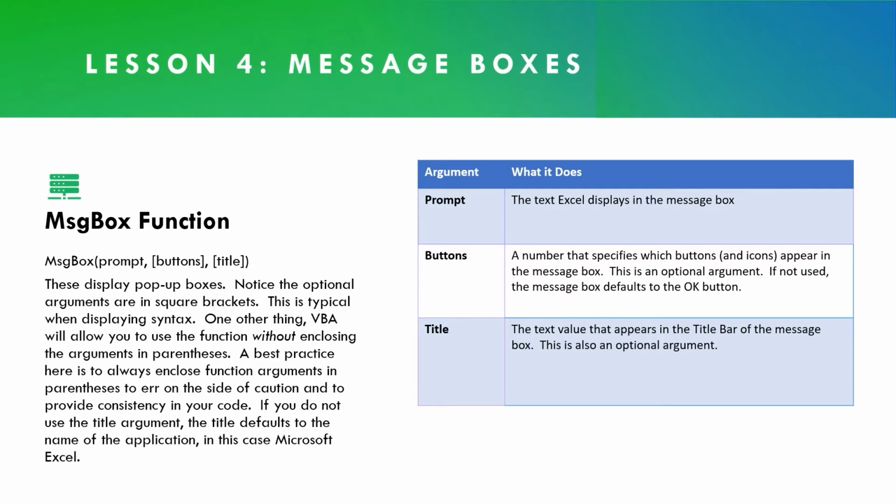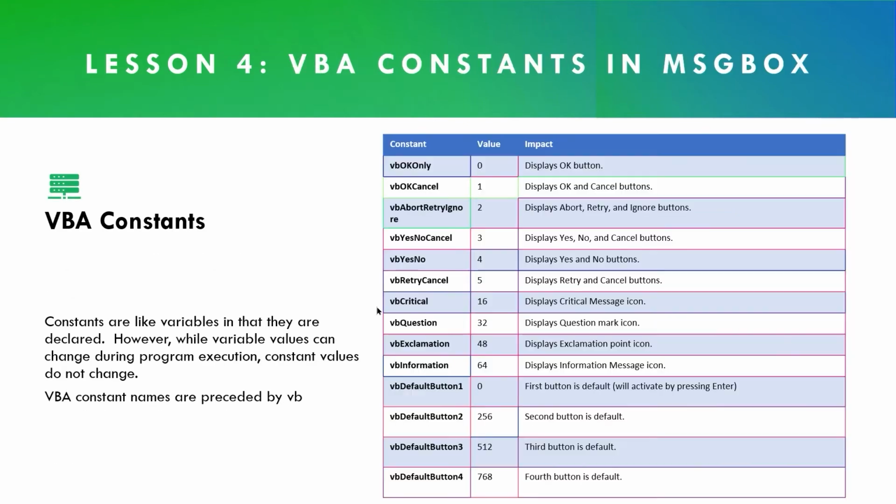So the table on the right tells you about the arguments. The prompt displays text in a message box for the end user. The buttons argument is a number that specifies which buttons and icons appear in the message box. This is optional. If it's not used, the message box will default to the OK button. And then you have the title argument. And like I said, if you don't use the title argument, it defaults to the name of the application. But if you want it to say something else in the title bar of the message box, then you would use this argument.